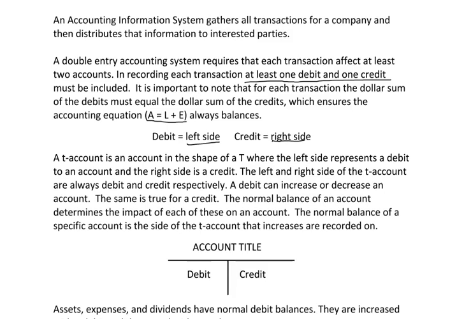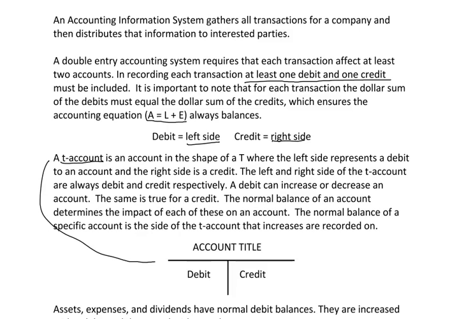All right, so if you look at a T account, I'll just draw a line here. A T account is an account in the shape of a T where this left side represents a debit to an account and the right side is a credit. All right, so that's pretty straightforward. The important thing to remember is that a debit can be either an increase or a decrease to that account depending on the account. We'll talk about that in a second. And that's the same for a credit as well. So a credit could be an increase for some accounts, but a decrease for other accounts.